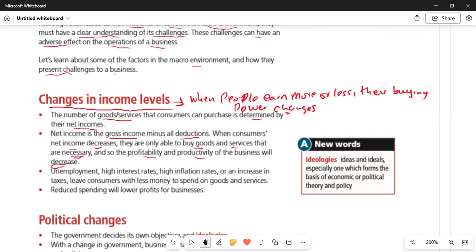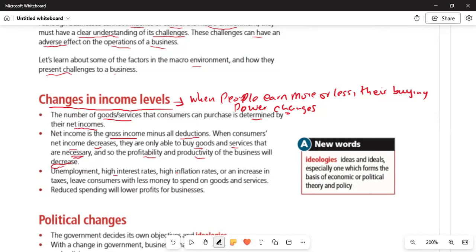As you are told, net income is where we are saying gross income, minus the expenses, which we say are deductions. Once we manage them, we are left with net income. So if that net income is very low, this shows that their buying power is going to decrease. And once it decreases, it affects the profitability of the business.